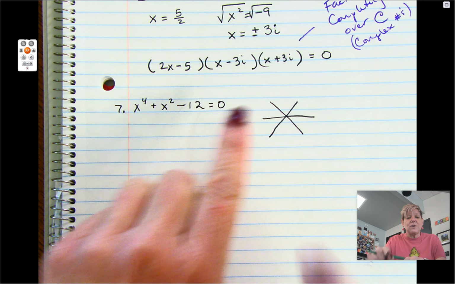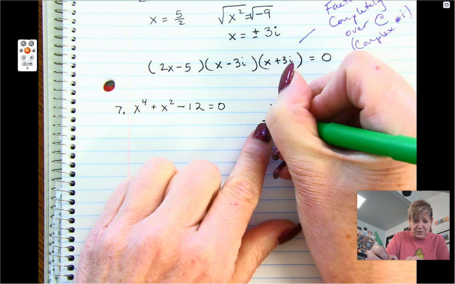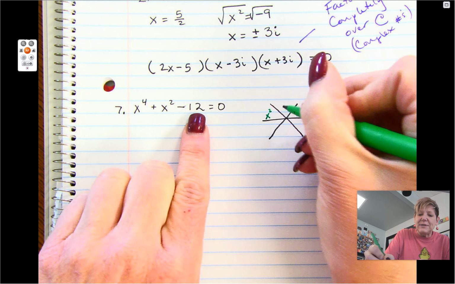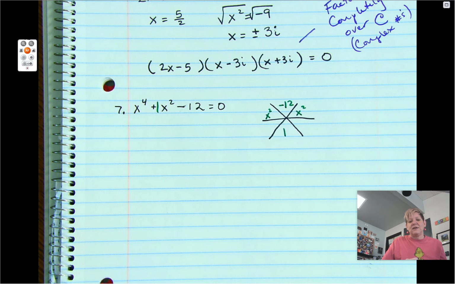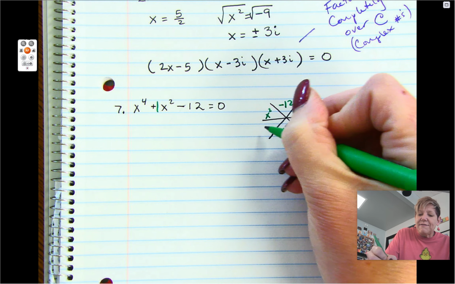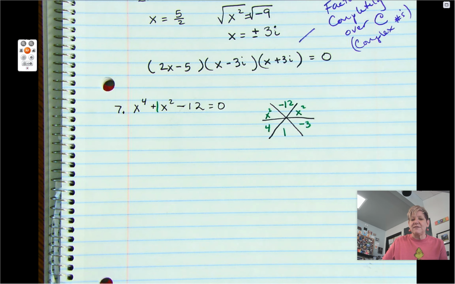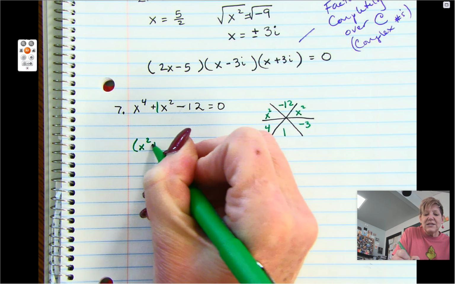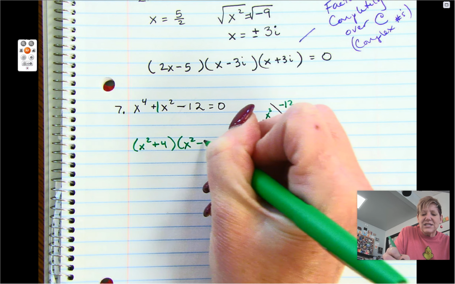Normally, when this is an x squared, we put our x here and here. Since it's an x to the 4th, it's actually an x squared and an x squared that go there in our star. The 2 numbers that multiply to be -12 and add to be a +1. Those 2 numbers are 4 and -3. So one of my factors is x squared plus 4, and my other factor is x squared minus 3.